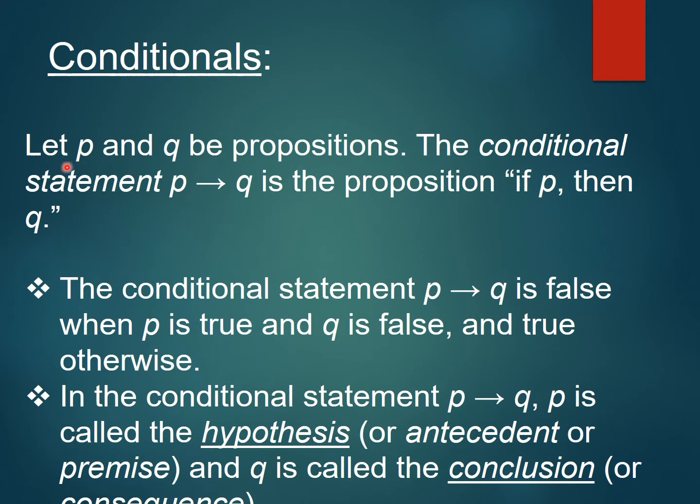Conditionals. Let P and Q be propositions. The conditional statement P implies Q is the proposition if P then Q. The conditional statement P implies Q is false when P is true and Q is false and true otherwise. In the conditional statement P implies Q, P is called the hypothesis or antecedent or premise, and Q is called the conclusion or consequence.